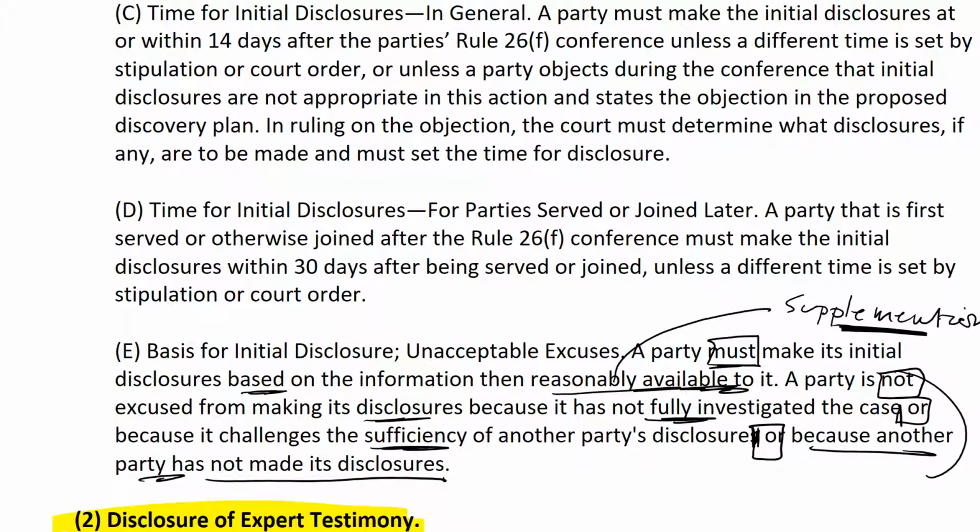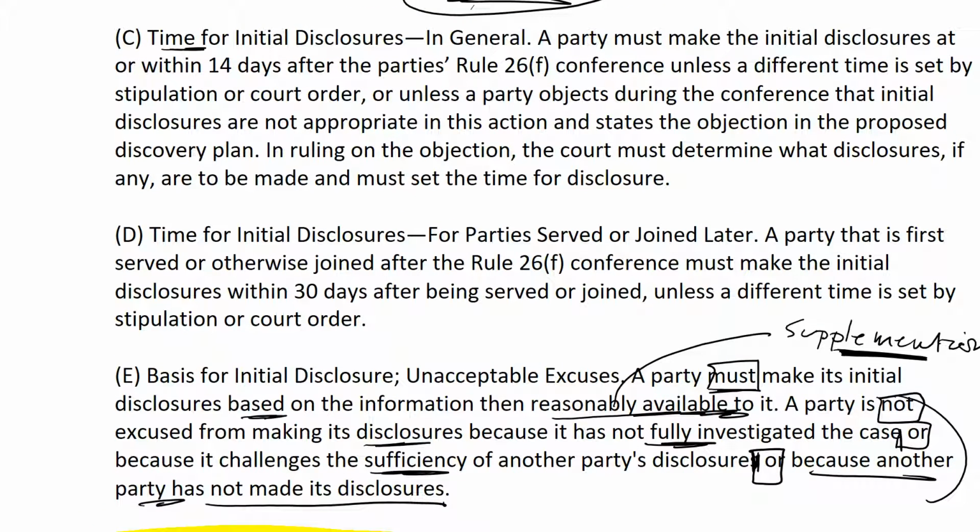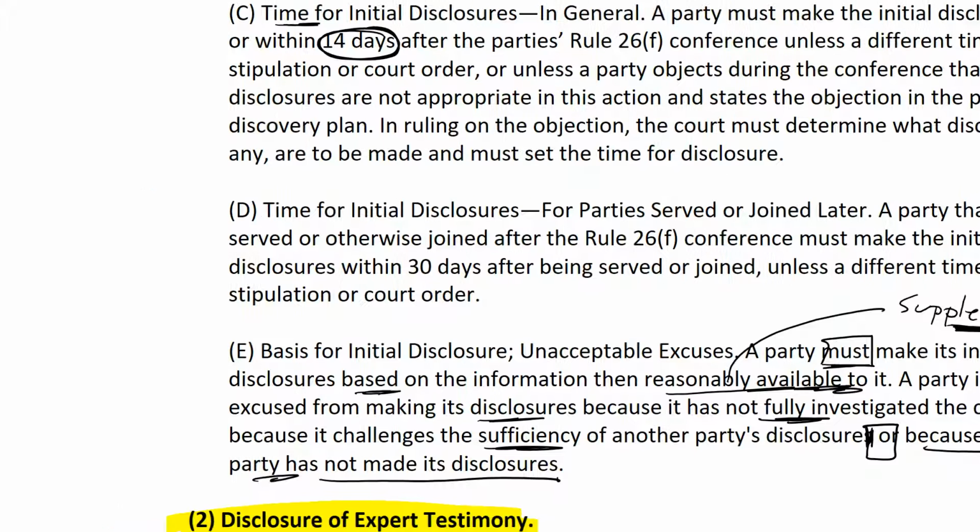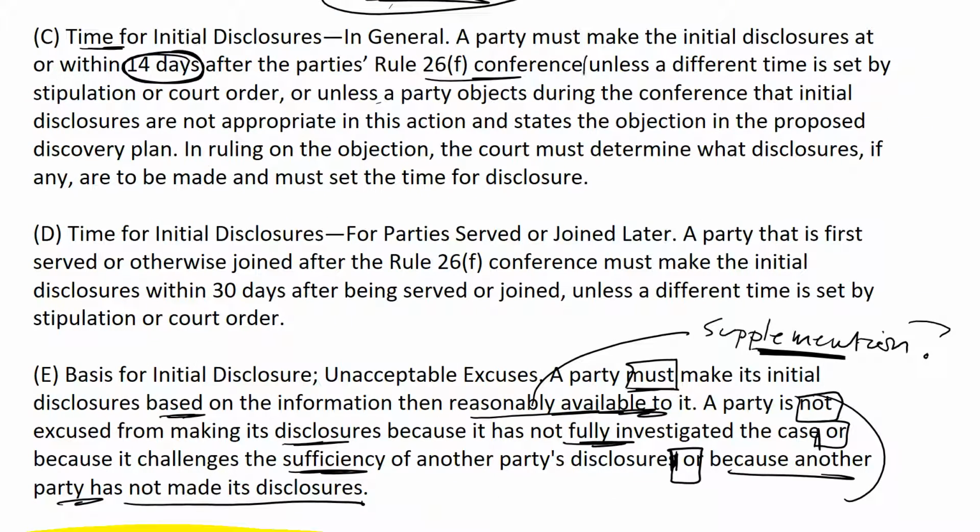Okay? You must do that. Now, what about the timing for initial disclosures? You've got to make your initial disclosures within 14 days after the 26F conference, unless a different time is set by stipulation or court order. And if you go back to the video we did on Rule 26F, the 26F conference, that's the conference that has to take place within 21 days before the scheduling order is going to be done by the court. And then 14 days after the 26F conference, the parties have to submit a proposed discovery plan to the court, right?